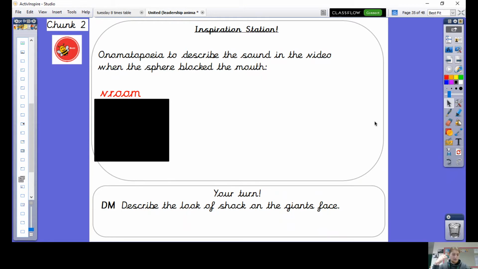Using that video, try to remember what it sounds like. See if you can think of any more onomatopoeia words which we could use. So pause the video and give that a go now.